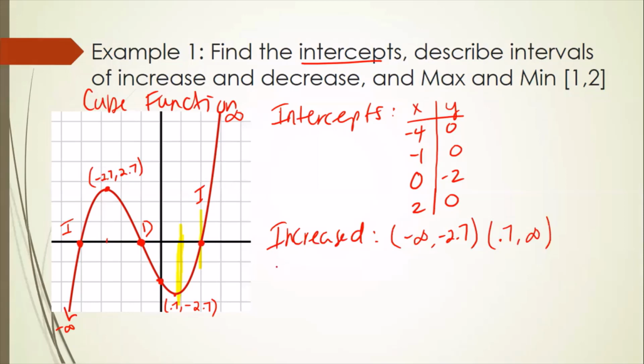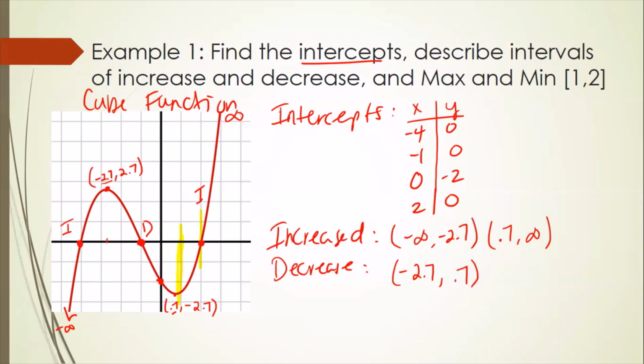So those are my intervals of increasing. Then I have an interval of decrease. And for decreasing, again, you're only using your X values. So from -2.7 to 0.7, what is the graph doing? Decreasing. And that's how you describe the increasing and decreasing when it's not the parent function.